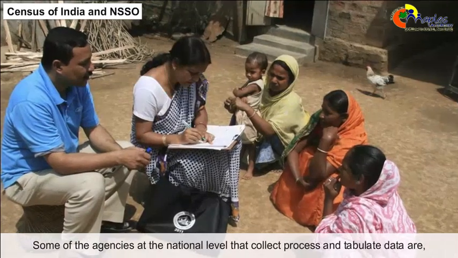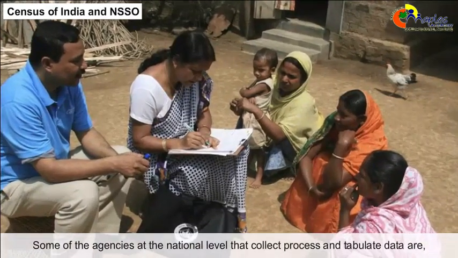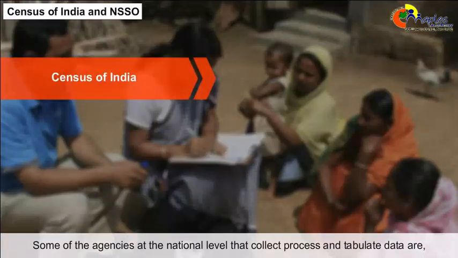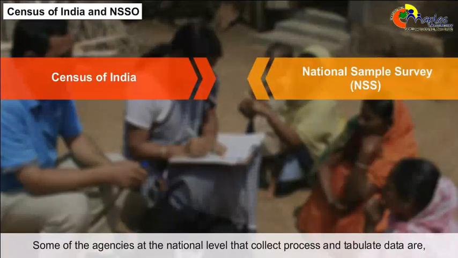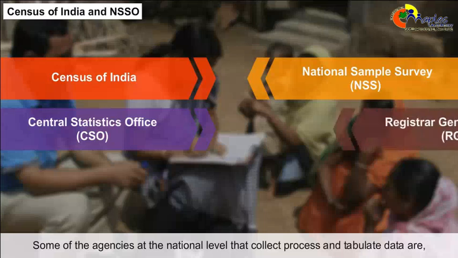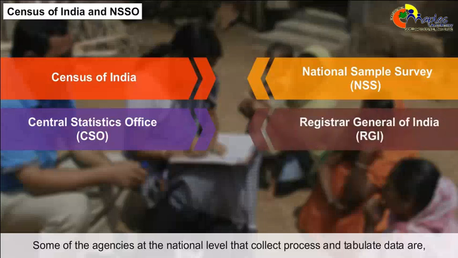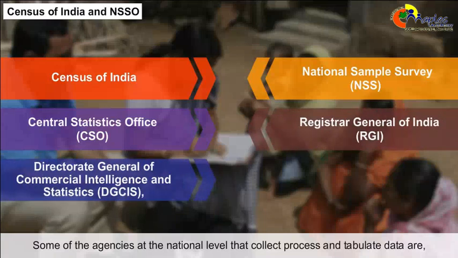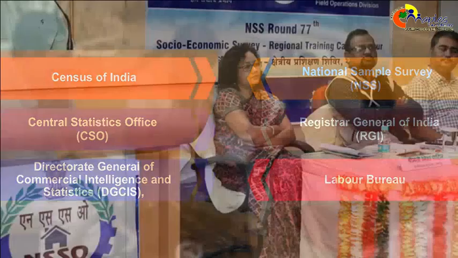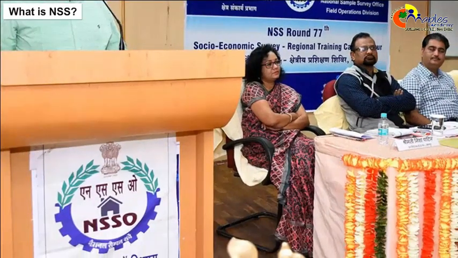Some of the agencies at the national level that collect, process and tabulate data are Census of India, National Sample Survey, NSS, Central Statistics Office, CSO, Registrar General of India, RGI, Directorate General of Commercial Intelligence and Statistics, DGCIS, Labour Bureau, etc. What is NSS?